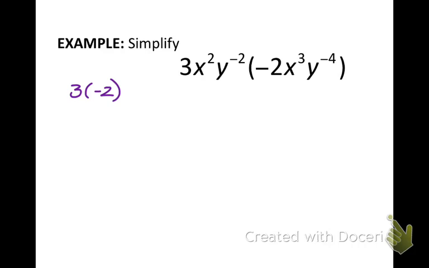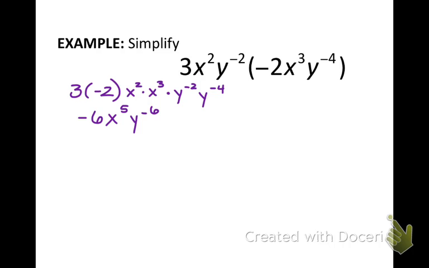All right, now I'm going to do the same thing for my x's. I have an x squared here. Here I have an x to the third. And I'm going to group my y's together. So I have a y to the negative 2, and I have a y to a negative 4. All right, so now it makes it a little bit easier to see what I'm going to be getting when I multiply all these things together. What is 3 times negative 2? Negative 6. X to the second times x to the third is x to the 5th power. Y to the negative 2 times y to the negative 4 would become y to the negative 6.